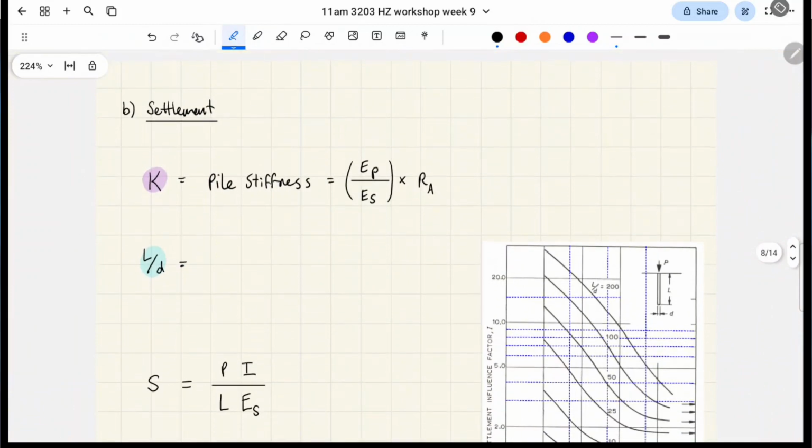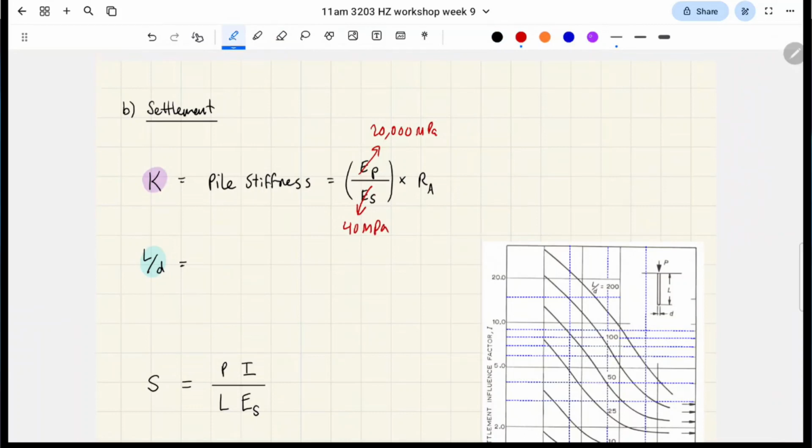Settlement is going to be this formula. This is the piles formula, right? Funny looking one. It's going to be a function of pile stiffness and the slenderness ratio, okay? So let's first calculate the pile stiffness. This is based on material properties. We were told the pile material was 20,000 MPa, and the soil material was 40 MPa in terms of its stiffness, right?